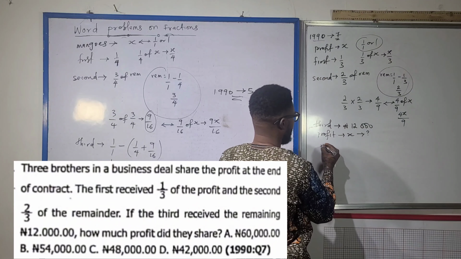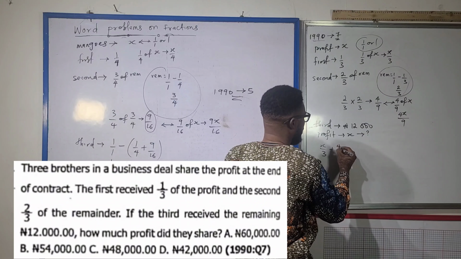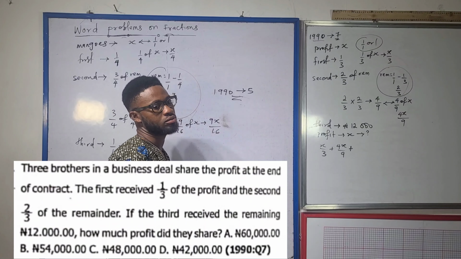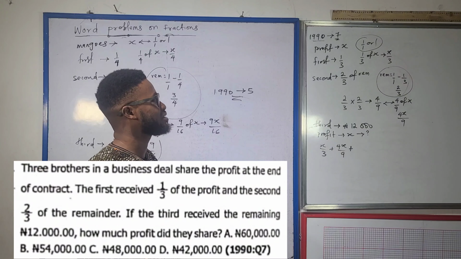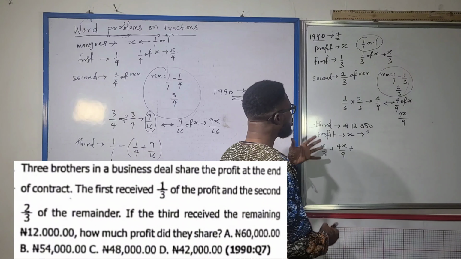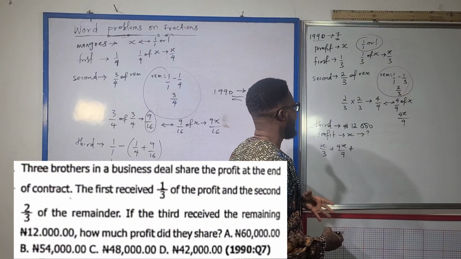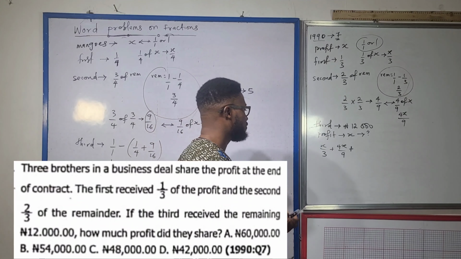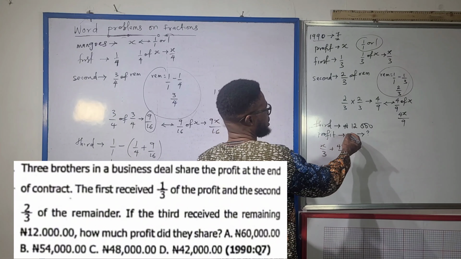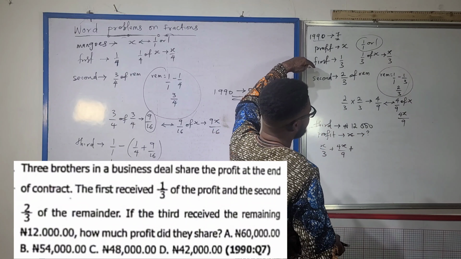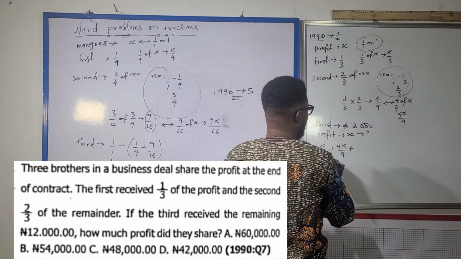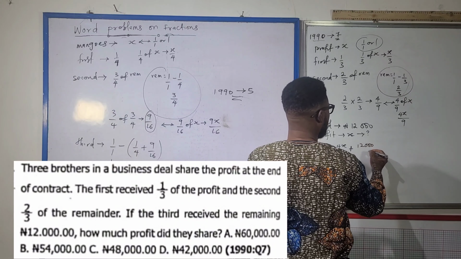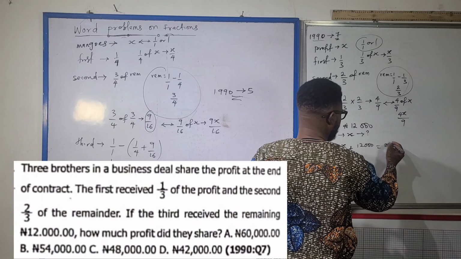If I look at what the first person received, X over 3. If I look at what the second person received, 4X over 9. So we're told here to look for the profit being shared, which is X. In this case, the real value: what the first person got as profit is X over 3. What did the second person get? 4X over 9. What did the third person get? 12,000. Everything should be equal to the total profit shared, which is X.